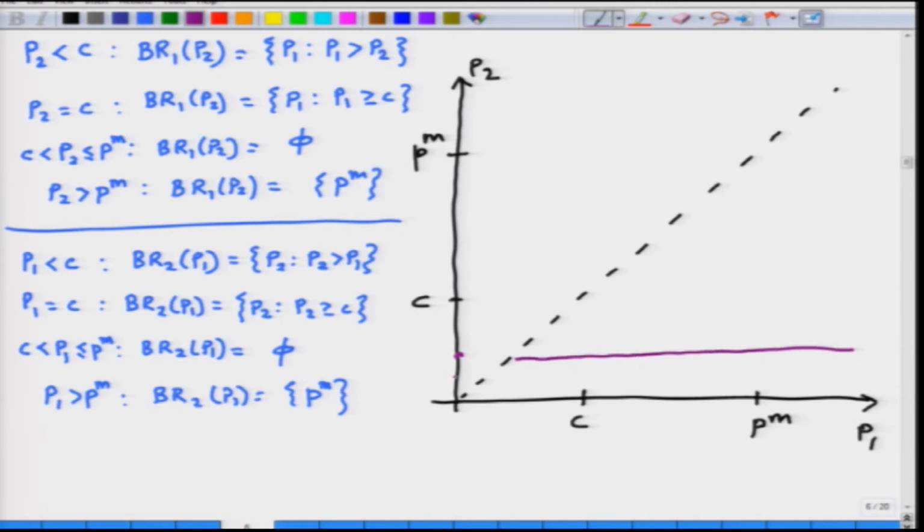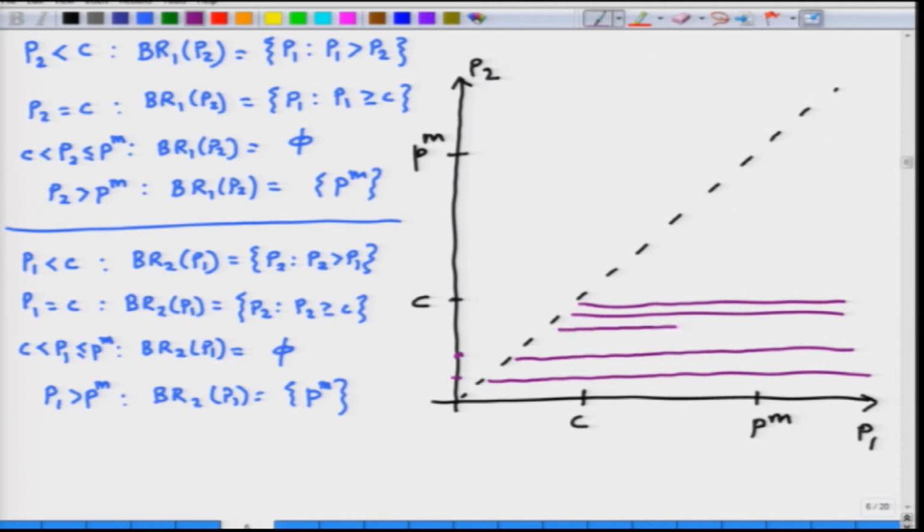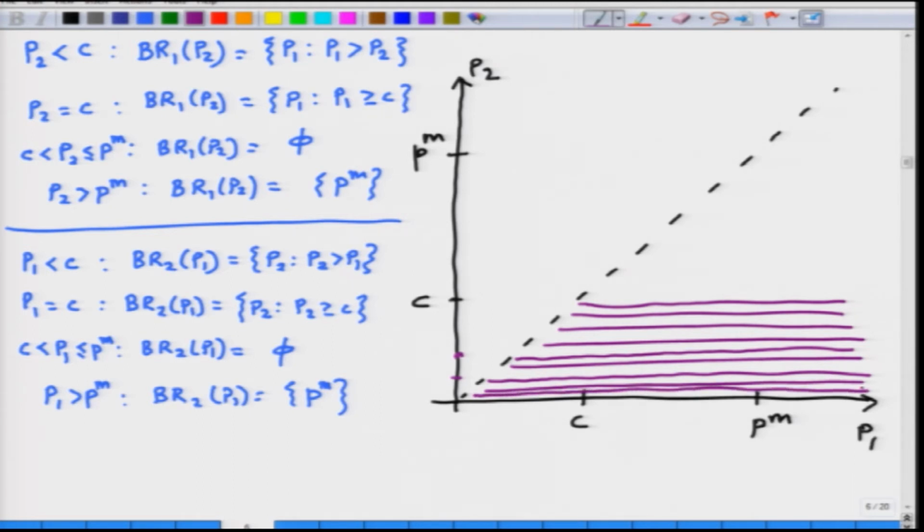Similarly, if firm 2 were to choose a P2 which is here, then firm 1 wants to choose a price which is strictly larger than firm 2's price. Those are prices somewhere here all the way until C. If I were to draw this entire thing, I would get this entire set of prices which denotes the best response of firm 1. Notice it does not include the 45-degree line, but any price P1 which is strictly larger than P2 is a best response for firm 1.